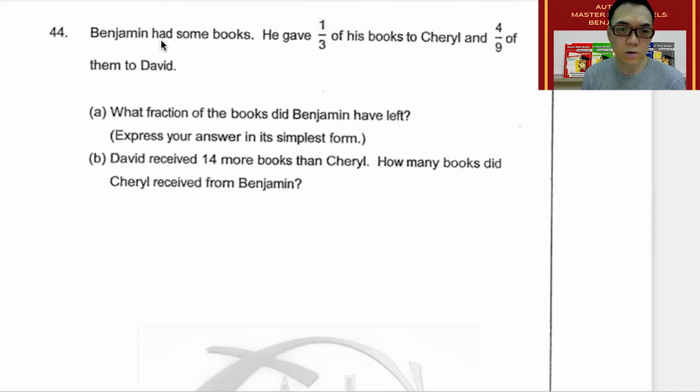So, the first thing we want to do is look at the keywords. The keywords here say that Benjamin had some books. He gave 1/3 to Cheryl, right? So 3 is the denominator. 3 is his books, because the word "his books" comes after "of". So whatever comes after "of" is the denominator. 1 is what he gave, and he gave it to Cheryl. So we pointed to "gave" as well as Cheryl.